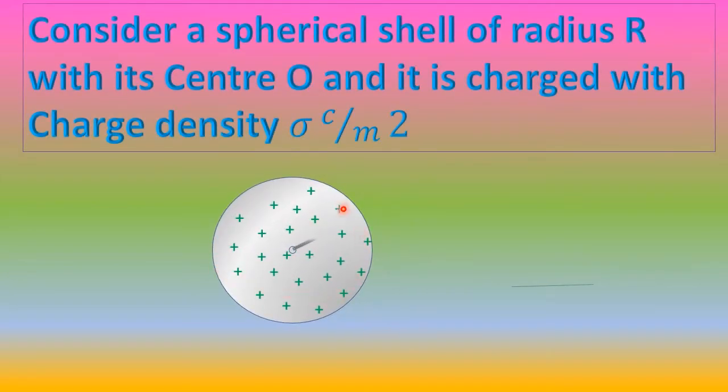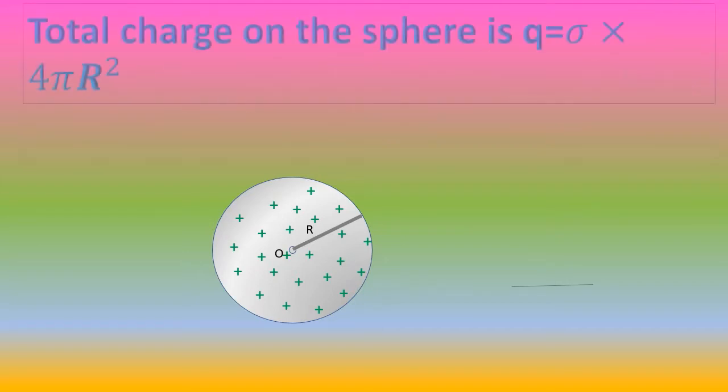A spherical shell of radius r with its center O, and it is charged with a charge density sigma coulomb per meter square. Charge of the sphere is equal to charge density into surface area of the sphere, that is Q is equal to sigma into 4 pi r square.